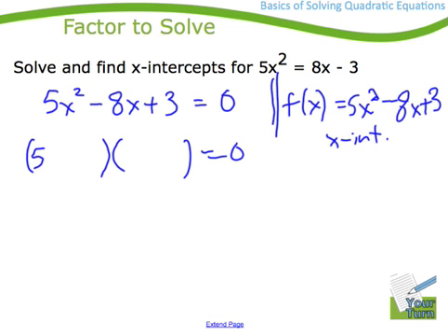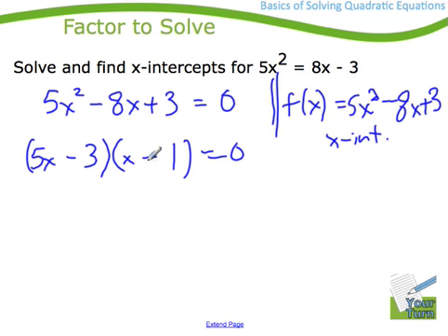Equals 0. I'm putting a 5x here and an x there. And I'm going to put, I don't know, a 3 or a 1. Maybe I'll put a 1 here and a 3 there. And let's make them both minus. Let's see, 5x squared minus 5 minus 3. Yeah, that gives me minus 8. Minus 3 times minus 1 gives me plus 3. Yeah, that works. But you can factor that however you'd like.